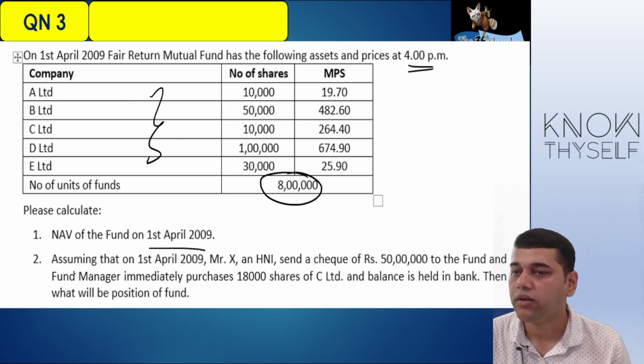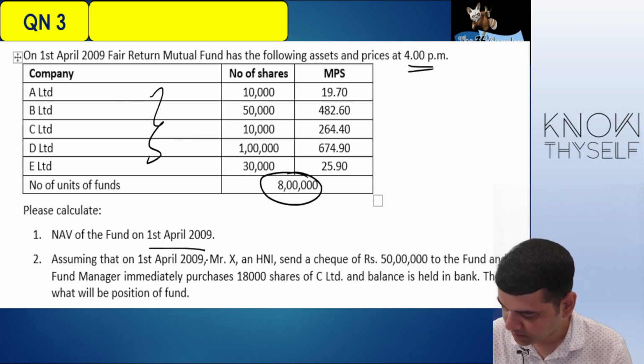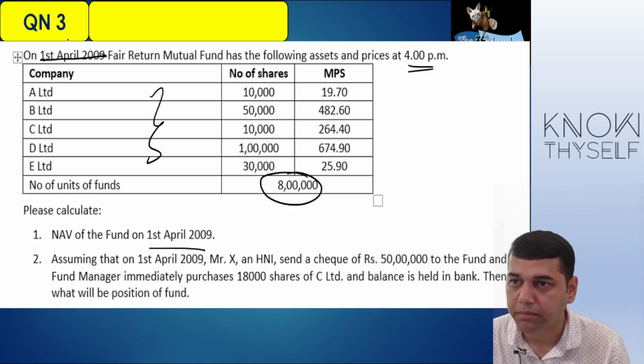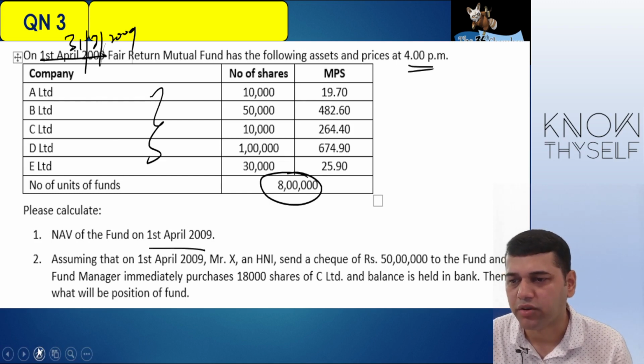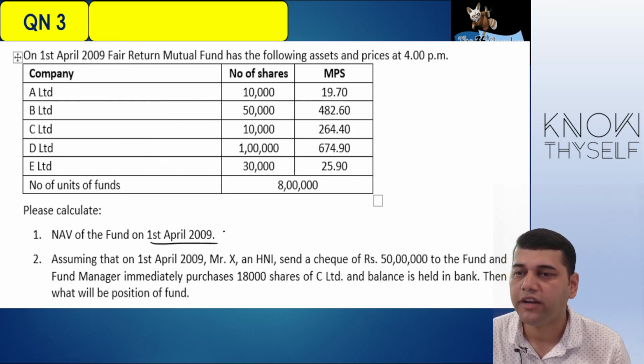Okay. Now assuming that on 1st April 2009, this is question number 3, right? I think this should have been 31st March. Or okay, no, you can take it because at the end of 1st April, end of the day. Now assuming that on 1st of April, an HNI sends a check of 50 lakh to the fund. Okay, that day what happened?